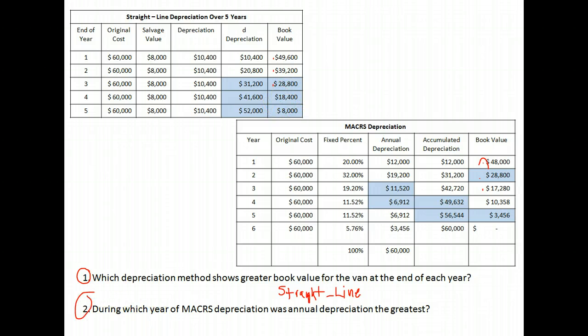During which years was the MACRS annual depreciation the greatest? When was the annual depreciation the greatest? Well, it would be the one that has the highest percentage. So in year 2, it depreciated by 32%. Okay, so in year 2, it had the highest depreciation, and that was the highest percentage it depreciated by.